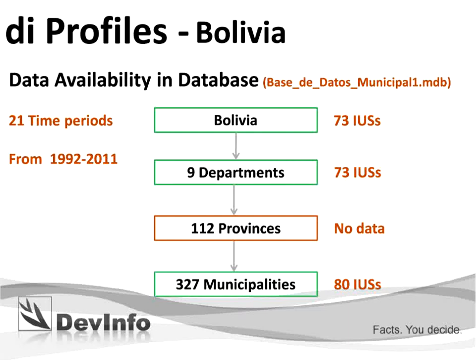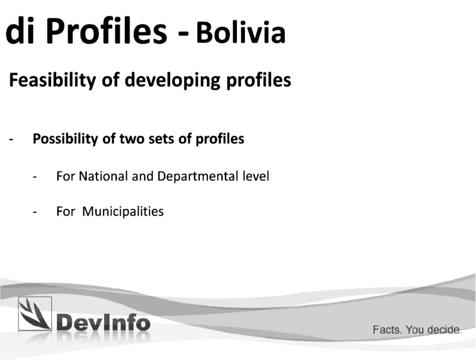The data is available for 73 IUSs, indicator unit subgroup combinations, at national and departmental level, and for 80 IUSs at municipality level, out of total 91 IUSs. No data is available for 112 provinces. It means the data is available for Bolivia, for 9 departments, and for municipalities. The data is available for 21 time periods starting from 1992 to 2011.